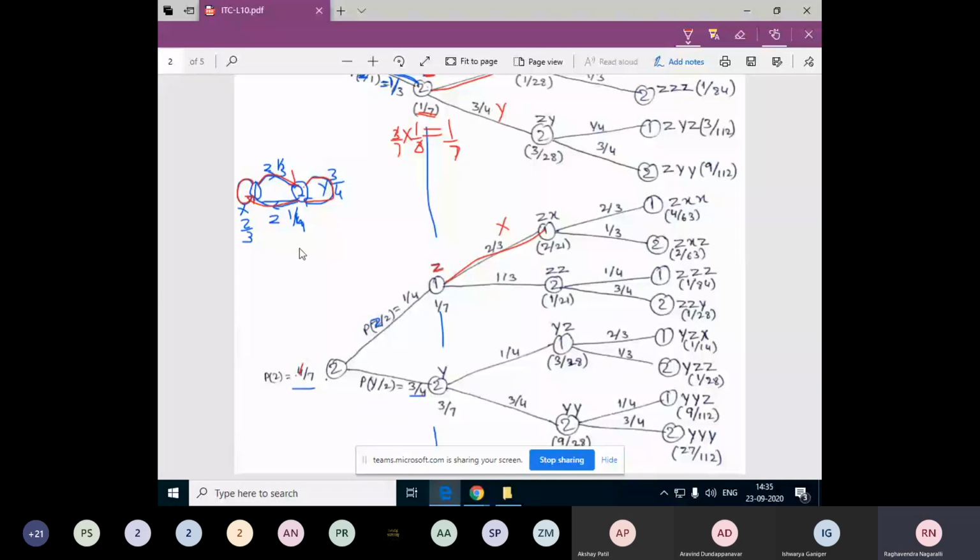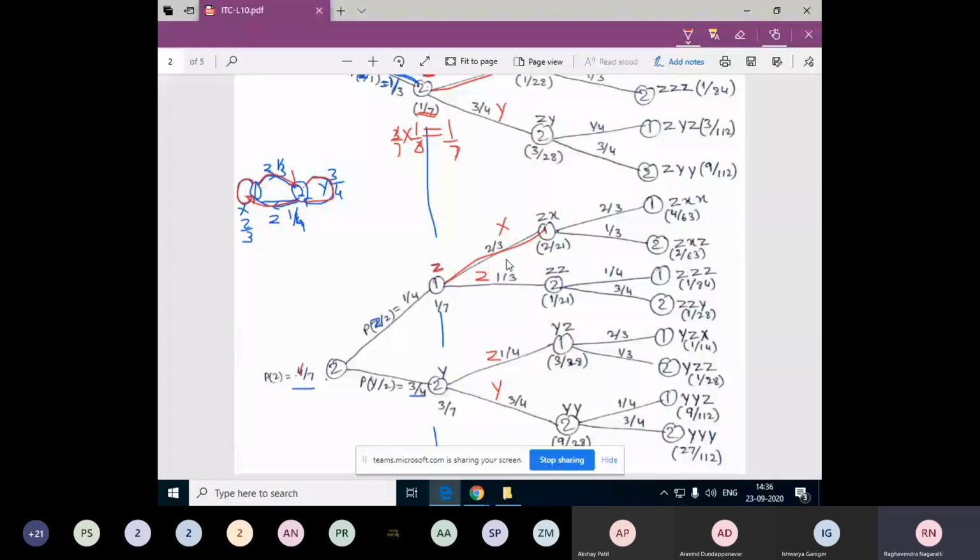Which is the symbol emitted here? Z. Z is the symbol emitted. From 2 to 1, which is the symbol emitted? Z. Again Z. From 2 to 2 is Y. And these are the probabilities of symbol emission.